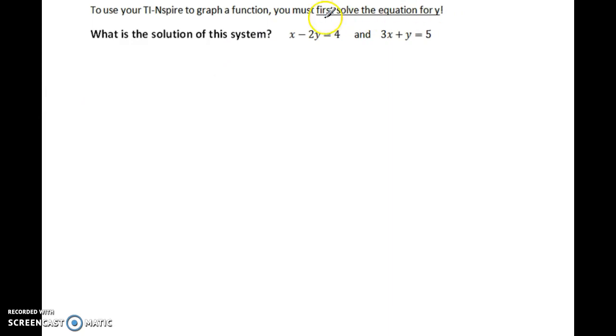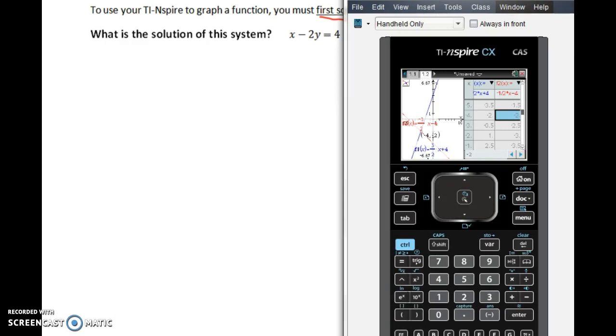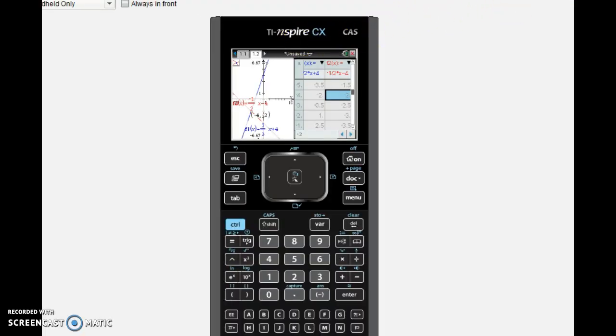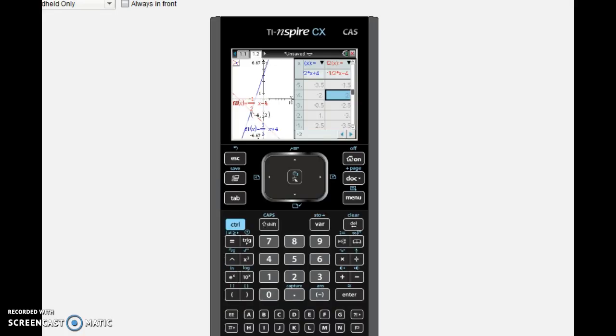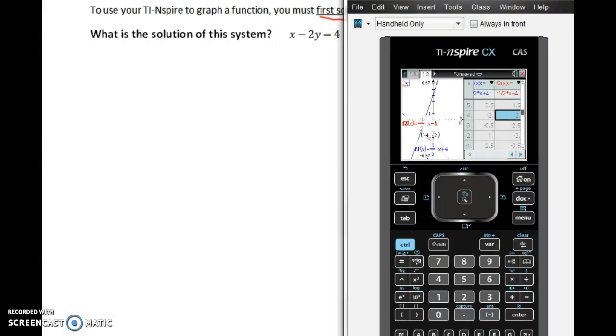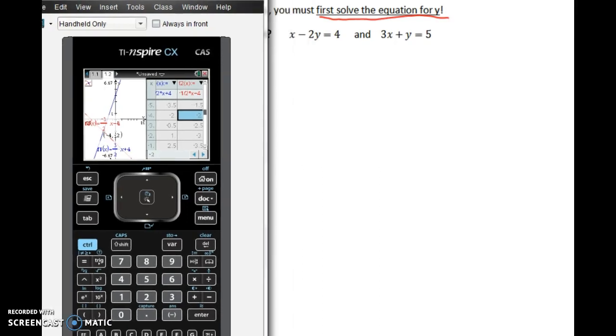So actually, this is outdated advice. You don't have to solve for y to graph in TI-Nspire. To graph on your graph, it might be a good idea. But on TI-Nspire, we can actually graph these without solving for y. Let me try to grab this and move this over so I can see these two equations.